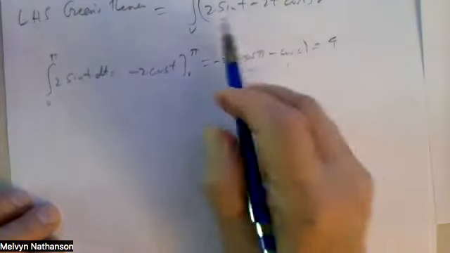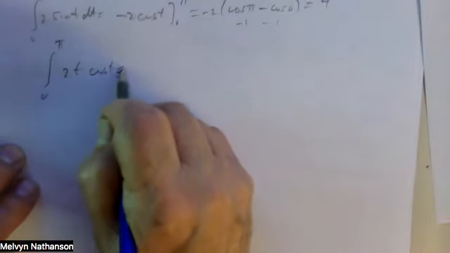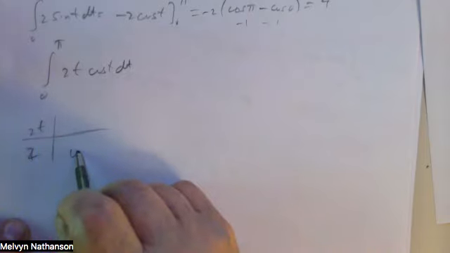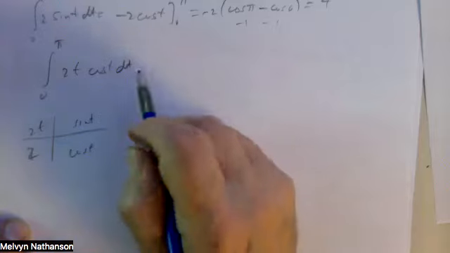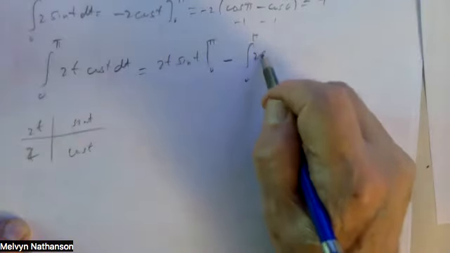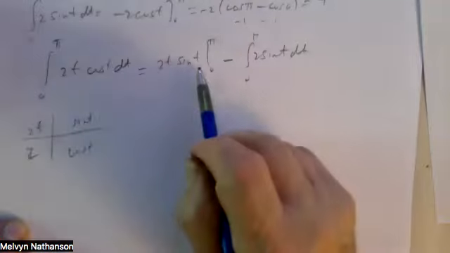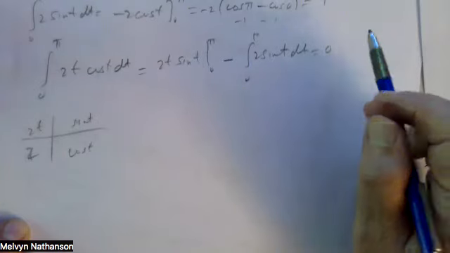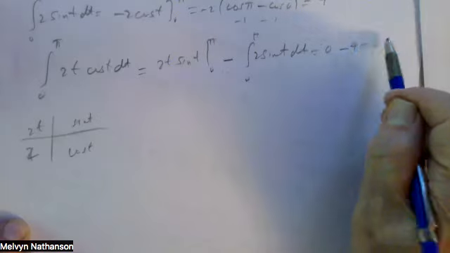Minus 2 times minus 2 is 4. And what is the integral from 0 to pi of 2t cosine t dt? This is integration by parts. You have 2t, the derivative is 2. You have cosine t, the integral is sine t. So this is 2t sine t evaluated from 0 to pi minus the integral from 0 to pi of 2 sine t. This is 0. This is minus 4. And we get minus 4.